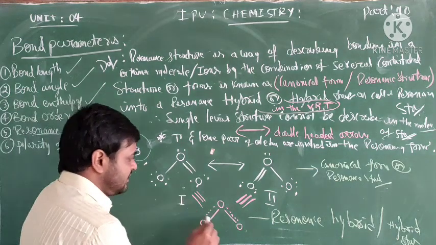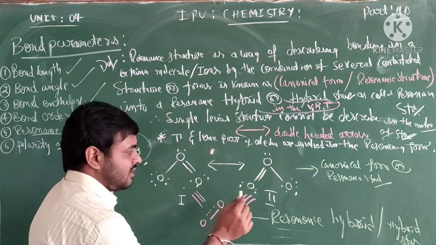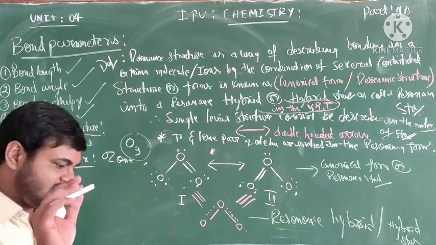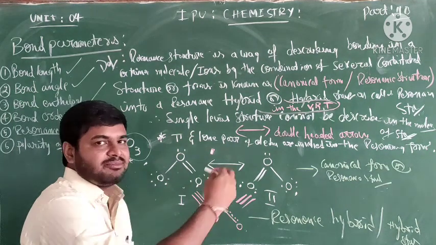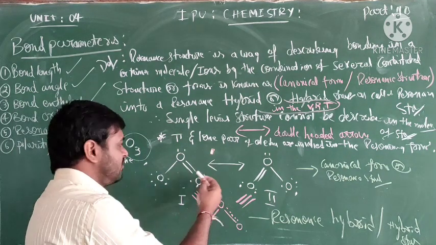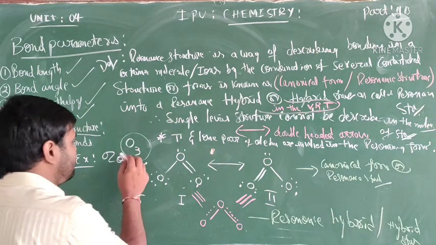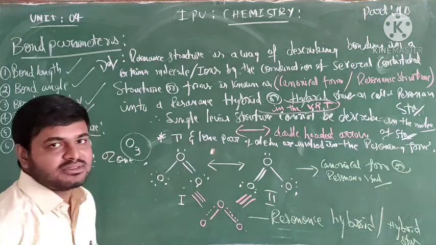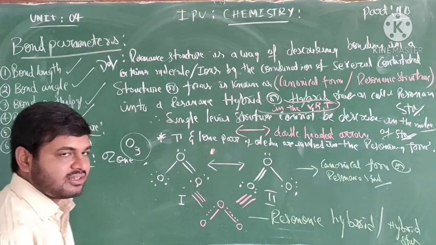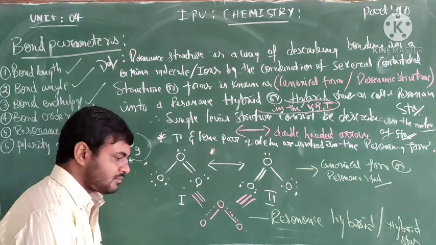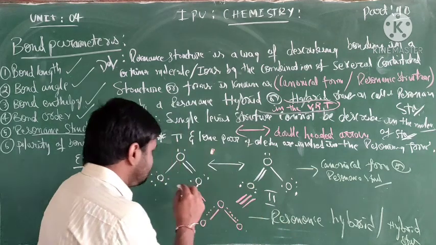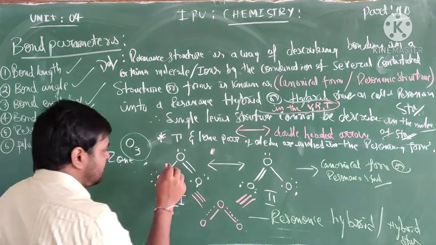Okay? This is called what? Resonance hybrid. The resonance hybrid is only one, but 2 or 3 types of canonical forms of a molecule may be present. The ozone O3 molecule will give 2 types of canonical form structures. Clear? Okay.